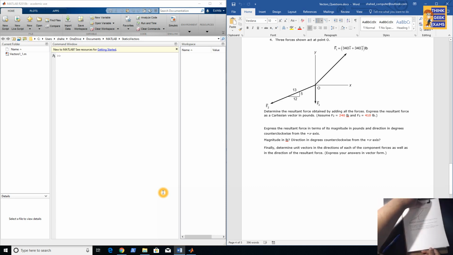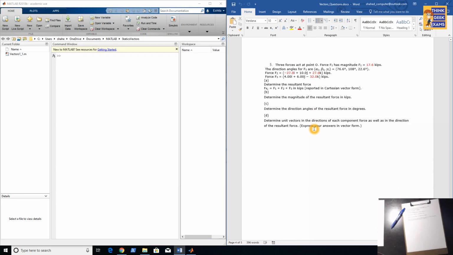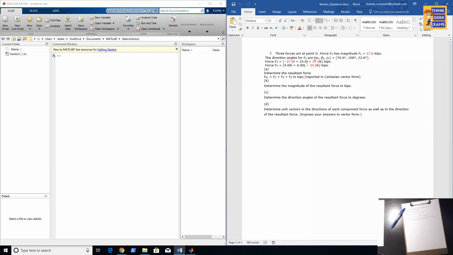So this is the last problem in this homework. It's the fifth problem for statics vectors homework. In this, there are three forces again, and they're in a 3D system. Let me go to the right page. So here's three forces acting on point O.